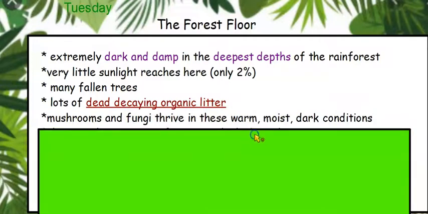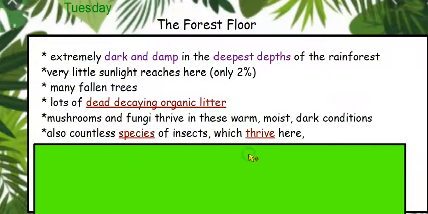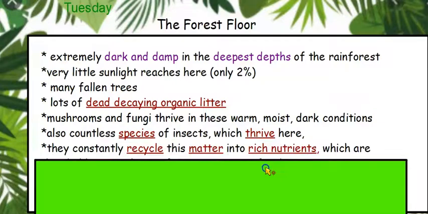We heard that mushrooms and fungi thrive in these warm, moist, dark conditions. And once you've done your science learning from last week, you'll know a little bit more about fungi and mushrooms from the plant kingdoms that we were looking at in science. These like these dark, moist conditions, and so do the thousands of insects that live here. So species is a way of explaining lots of different varieties of, and thriving. If something thrives, it means it really loves living there. It really does very well in these conditions. So the mushroom, the fungi, the insects, they all do really well on this forest floor.